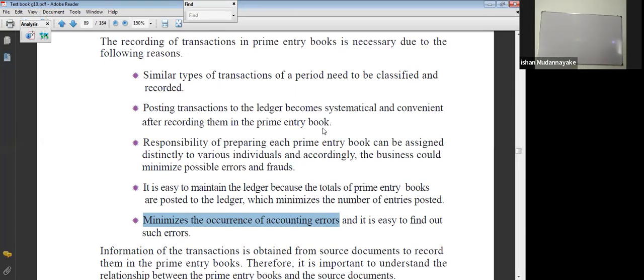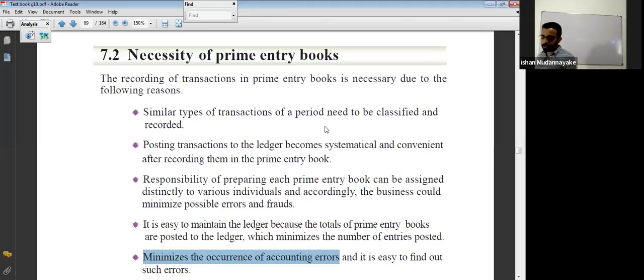Okay, have some idea. To record similar transactions, we require primary books. To post transactions to the ledger, we require primary books. To transfer responsibility of preparing primary books, responsibility can be assigned to someone else. To minimize the number of accounting entries, we can use primary books. And to minimize the occurrence of accounting errors, we can use primary books. These are the requirements of primary books.